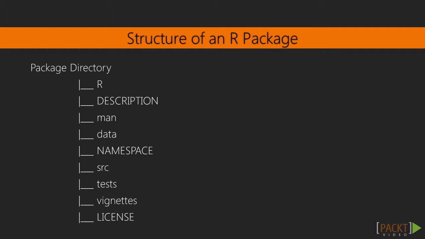The src folder, short for source, contains any C++ or C files used to generate compiled code. There could be other items, such as a tests folder, that contains unit tests to make sure the package works the way it is supposed to. Finally, there is a LICENSE file. So those are the primary components of an R package.